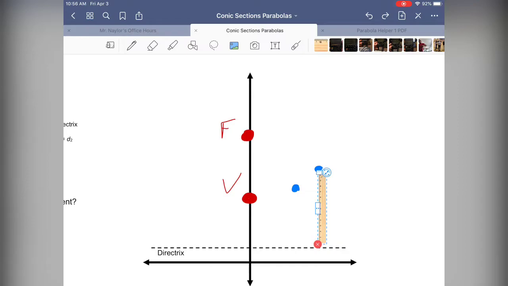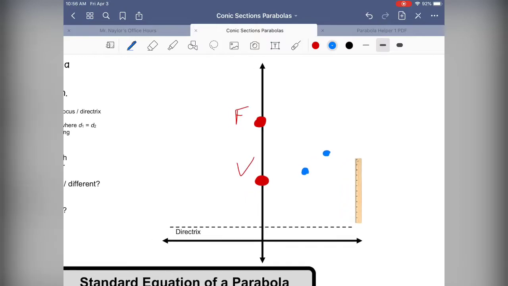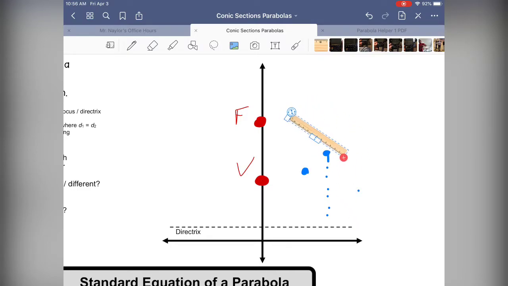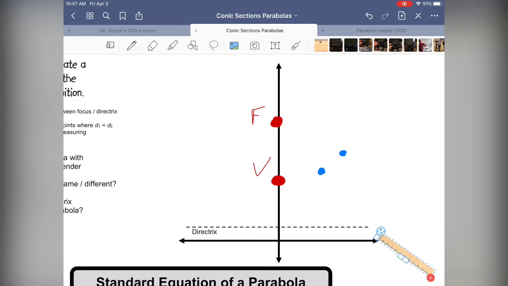And so maybe now this distance here, we'll mark it with this dashed line, is the same as this distance over here. And we're going to pretend that it is, so that this blue point ends up being another point that's on my parabola. See if you can find some more points. I'm just trying to get you to understand the definition of a parabola, and that is that it's going to end up being points that are equal distance from the directrix and the focus.